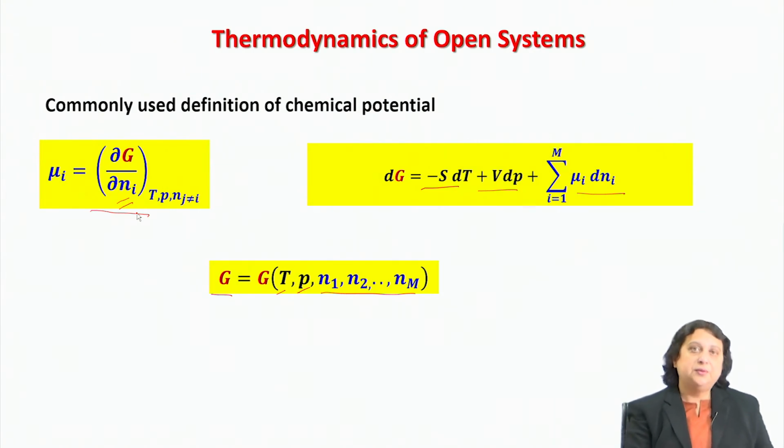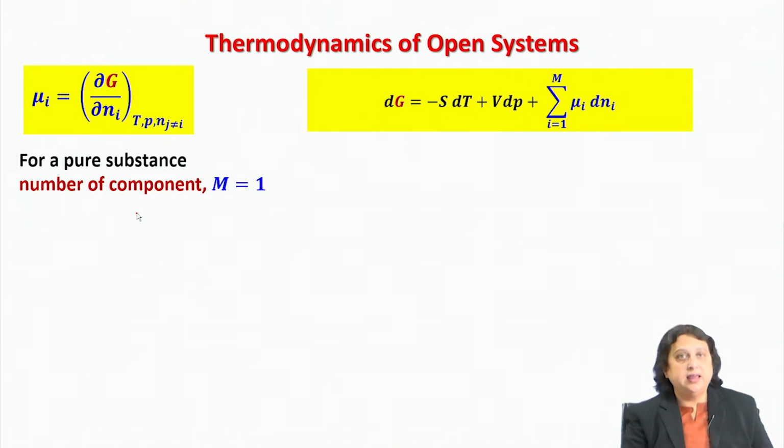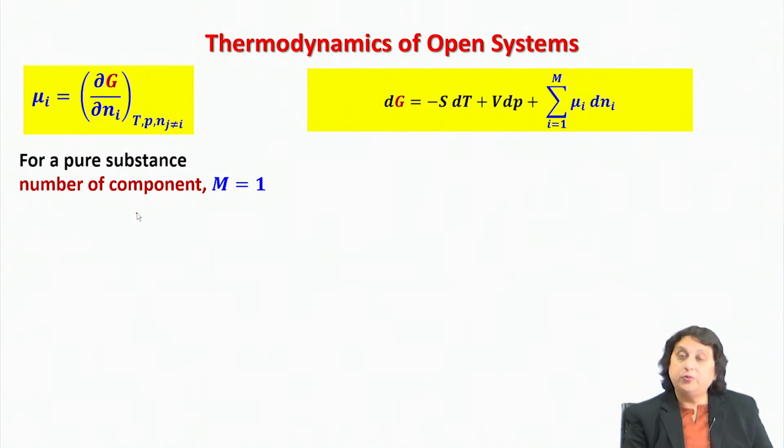Now, with this background in mind, let us go ahead and think of how to define the chemical potential for a pure substance. Now, when I'm talking about a pure substance, how many different types of particles is present in it?